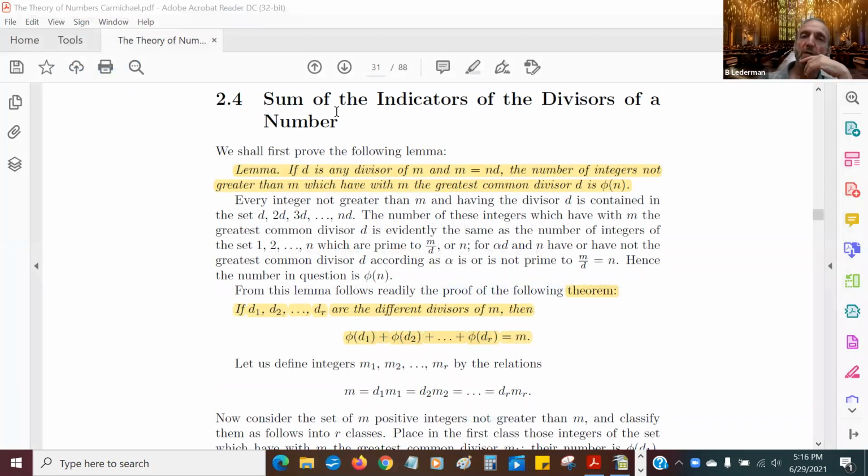So the sum of the indicators of the divisors of a number. There are two things here: a lemma and a theorem. So what's a lemma? A lemma is a theorem, and a theorem is a theorem. So what's the difference between a lemma and a theorem? A lemma is just a theorem which is useful in proving another theorem. So calling something a lemma is really a subjective term.